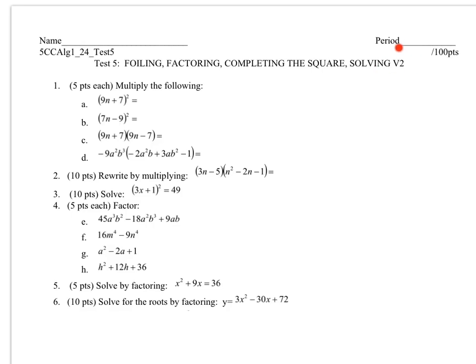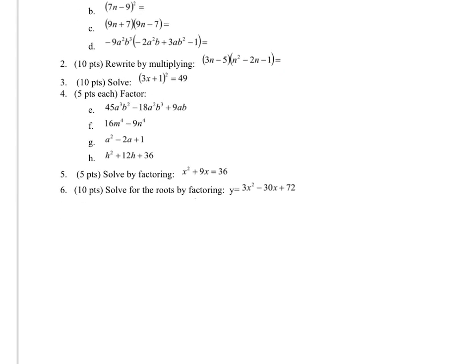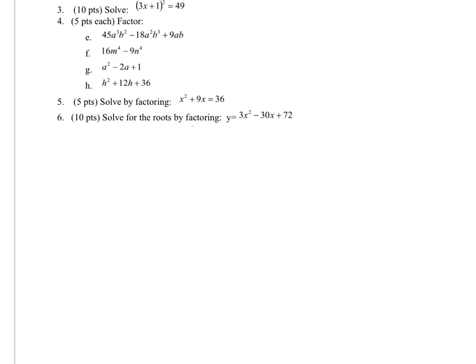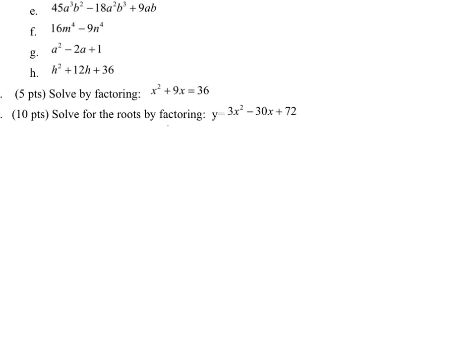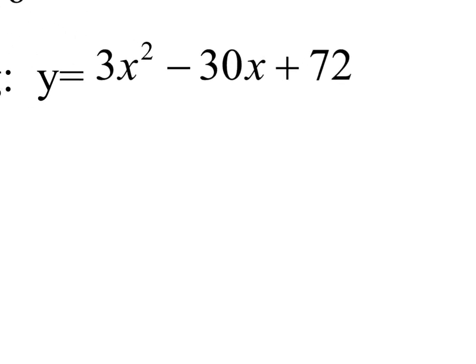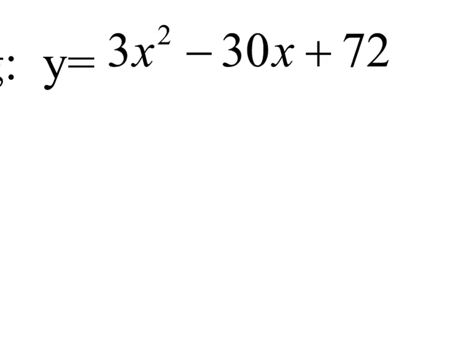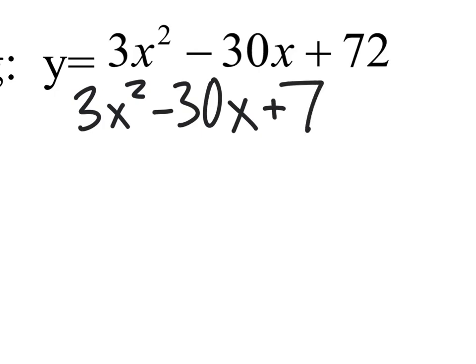Let's take a look at a few questions from version 2 from our sample test on foiling, factoring, and completing the square. What we're actually going to do is jump down to question number 6. I can see that it says solve for the roots by factoring. All right, so what I know is that we're going to need to set this equal to 0 if we're solving for the roots.